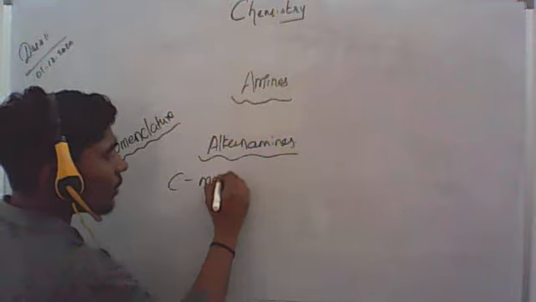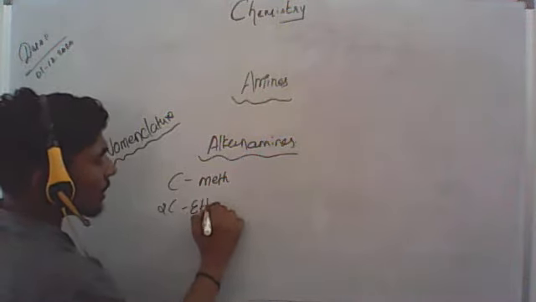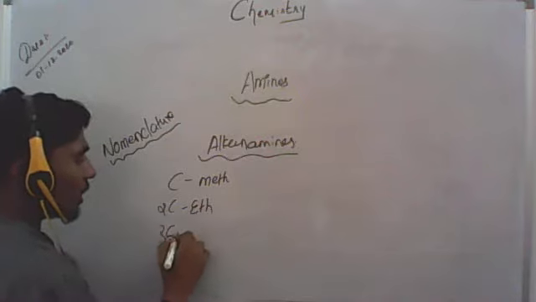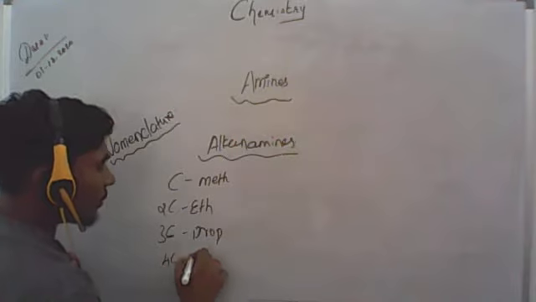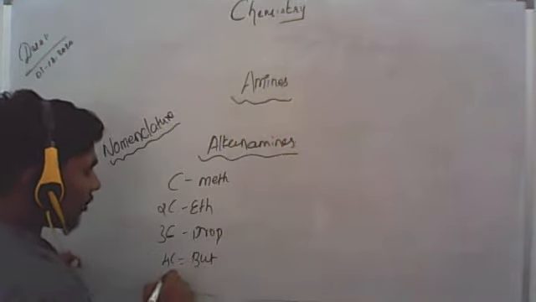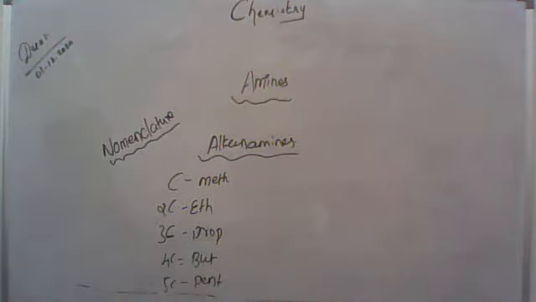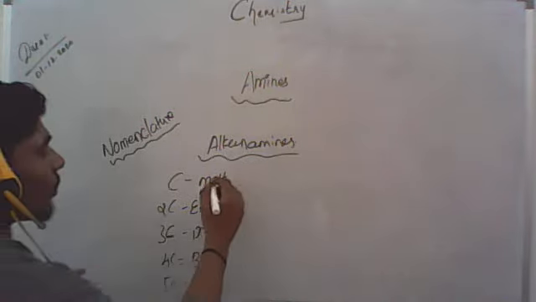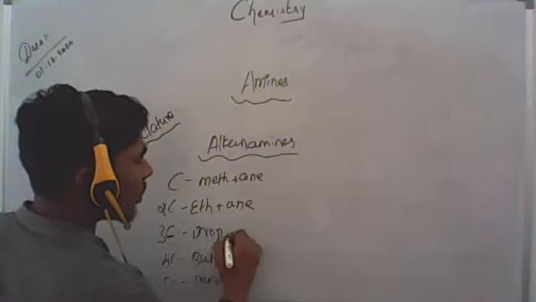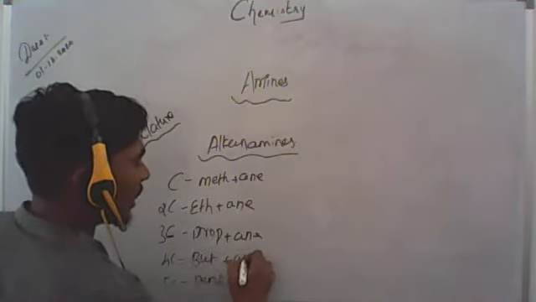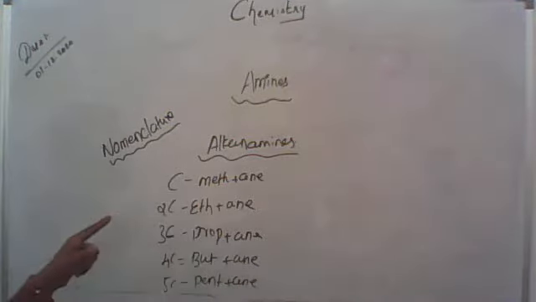it is meth. Two carbons, it is eth. Three carbons, it is called prop. Four carbons is called but. Five carbons, it's called pent. Then it is an alkane, so we have to add ANE. What is the name? One carbon system is known as methane.